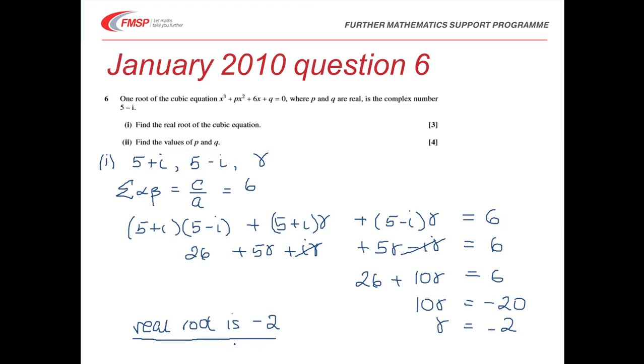There were 3 marks for that part. You got 1 mark for writing down the fact that the conjugate is also a root. You got a method mark for using sigma alpha beta equals c over a correctly, and then an accuracy mark for working out the value of gamma. As I say, there are different ways in which you can do that, and mark schemes will take that into account.